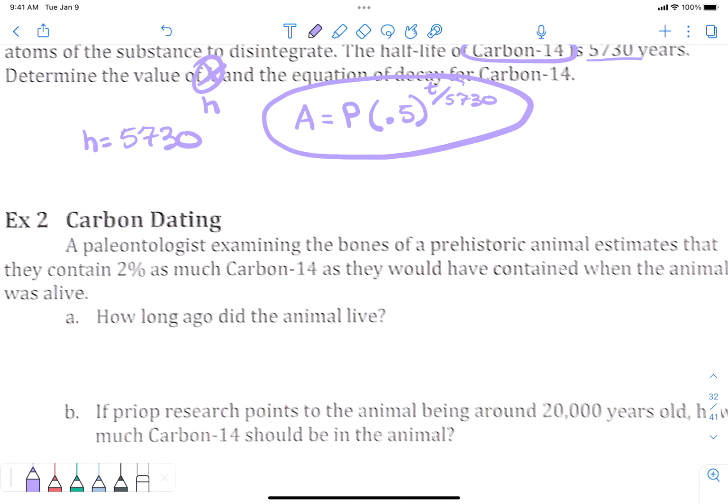And we just plug stuff in, okay? But for this problem, all they're asking for is the equation. Does that make sense? We're going to use it down below. Happy with that? All right, example 2.